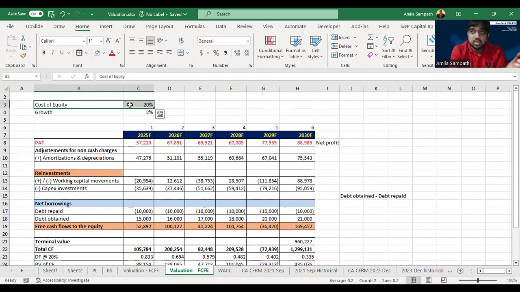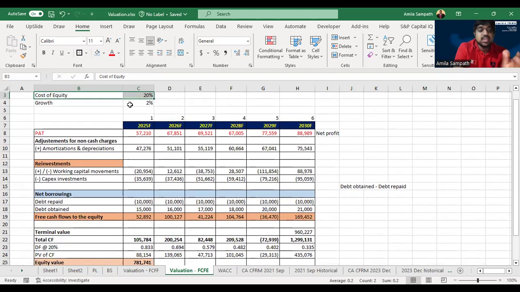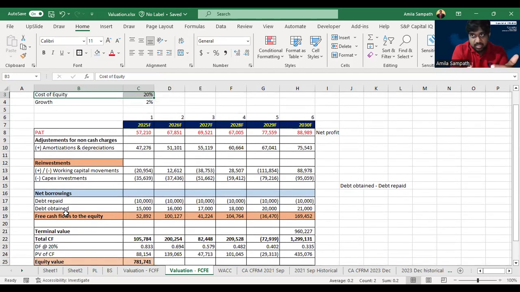Therefore, for the discounting purpose, we need to consider the required rate of return, the investor's required rate of return from the equity holders' and the debt holders' perspective. When we calculate the present value under the free cash flow to the firm, we use the WACC. But here, we calculate the free cash flow to the equity. Free cash flow to the equity means cash flows available only for the equity shareholders.